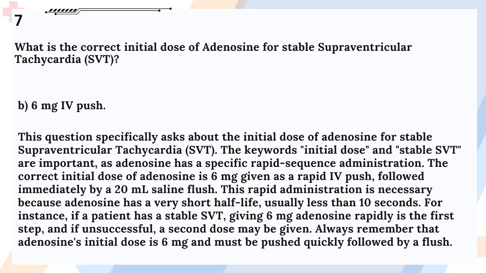For instance, if a patient has a stable SVT, giving 6 mg adenosine rapidly is the first step, and if unsuccessful, a second dose may be given. Always remember that adenosine's initial dose is 6 mg and must be pushed quickly followed by a flush.